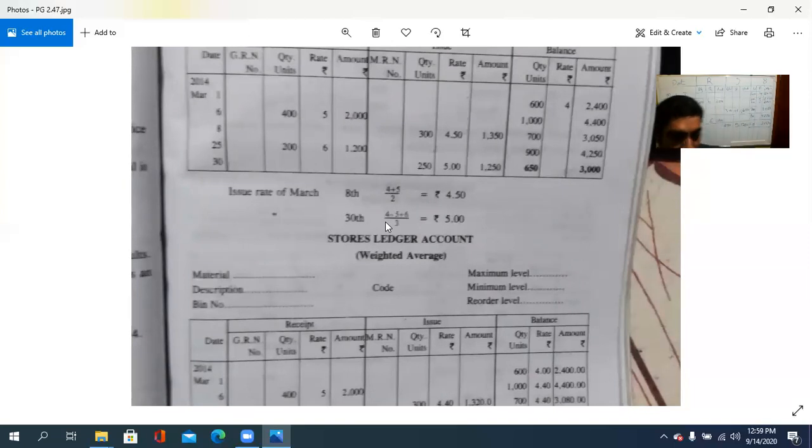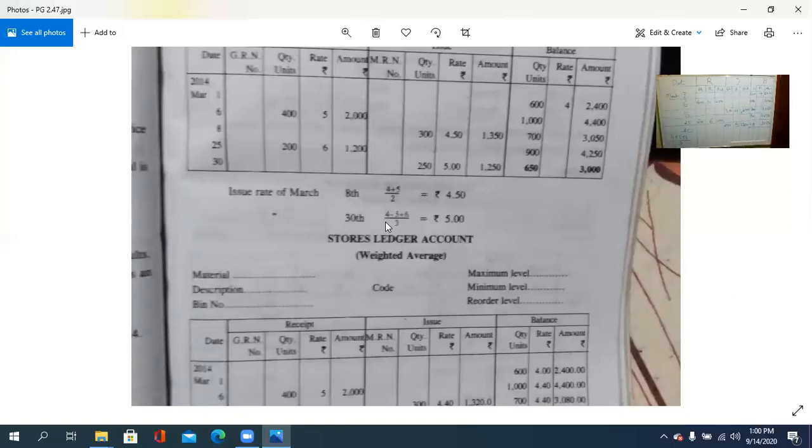So once again, I will explain the same problem. On March 1, 600 units at rupees 4, 2,400, that is the balance still in our hand. We purchased on the 6th, 400 units at the rate of rupees 5, 2,000. So that is also added in this way. The units total is 1,000, and the amount is 4,400.